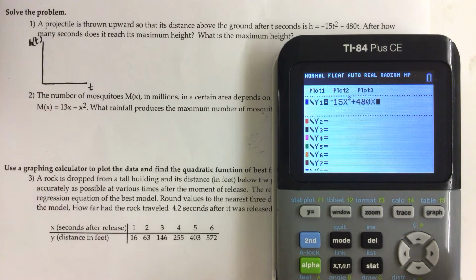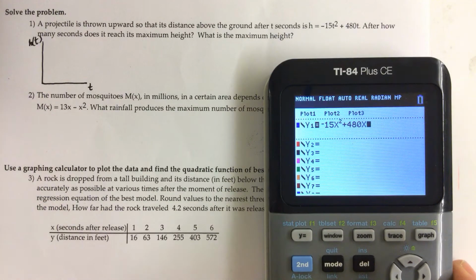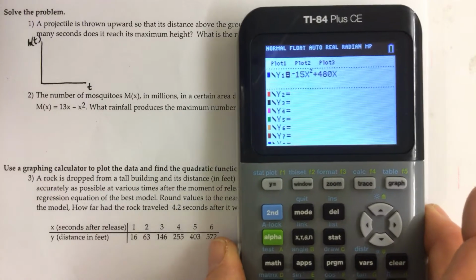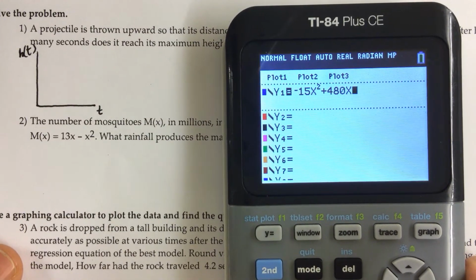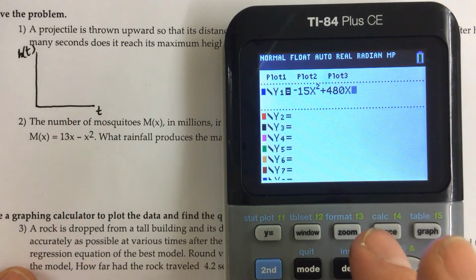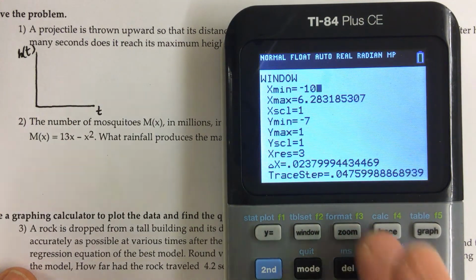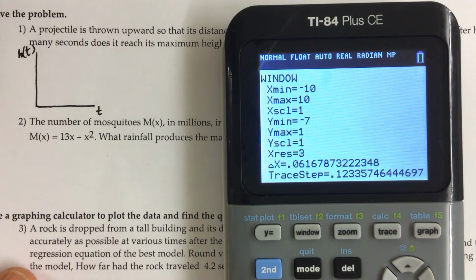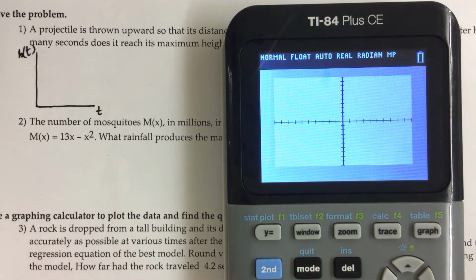First of all, it's going to ask after how many seconds it reaches its maximum height, and what is the maximum height? There's a couple things you can do that will help you figure out how to adjust your viewing window. If you limited yourself to just the standard viewing window, that would go from negative 10 to 10 in both directions. I'm typing this in instead of hitting zoom 6 because I want my x-res to be 3. And if I hit graph, that's what the graph looks like.